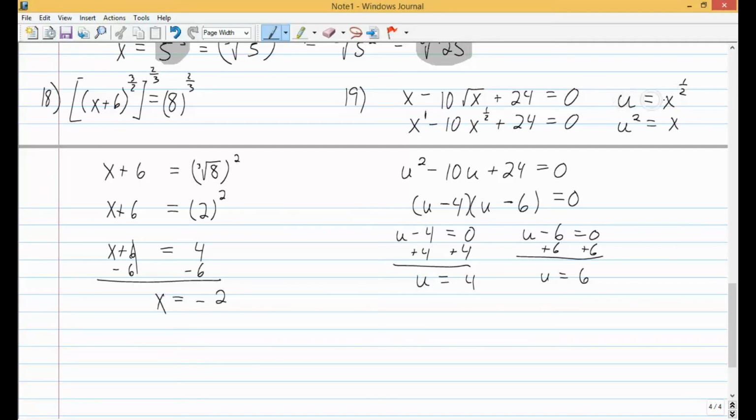Now I don't stop there because I'm not solving for u, I'm solving for x. So up here where you have u equals x to the 1/2, you have x to the 1/2 equals 4 and x to the 1/2 equals 6. Now to solve for x, what do I need to do? Square both sides, because the reciprocal of 1/2 is 2. So I get x equals 4 squared, or 16, and x equals 6 squared, or 36.